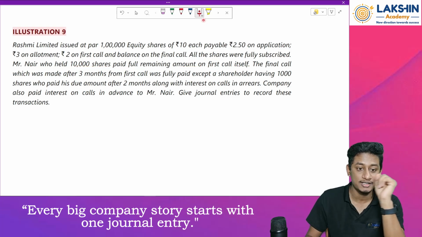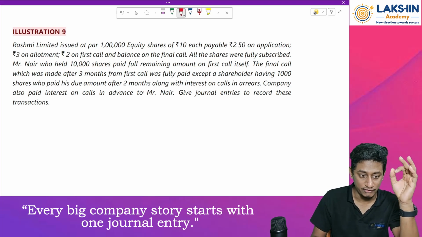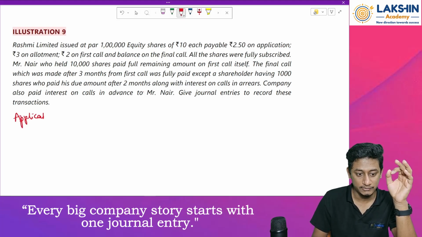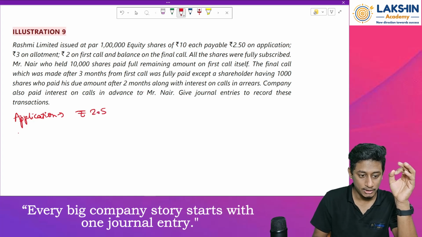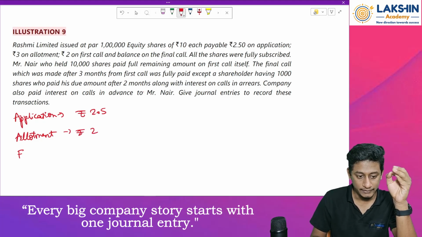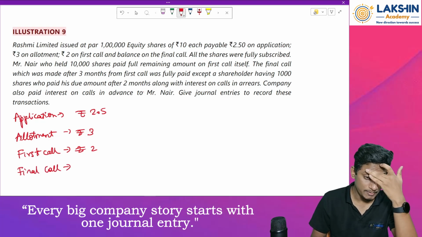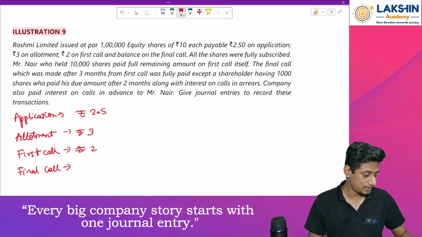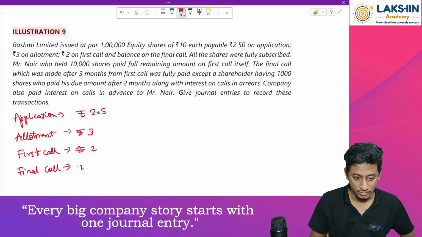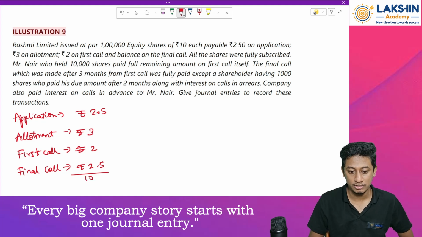So what this guy has done, first of all, let me just write it down for you people. On application, how much was supposed to be received? Rupees 2.5. Then on allotment, rupees 3, on first call rupees 2. Then on final call, the remaining amount, that is 10 minus 2.5 plus 3 plus 2, that is 2.5 rupees. So 2.5 rupees was supposed to be received on the final call.